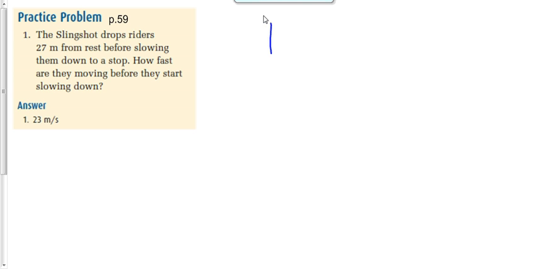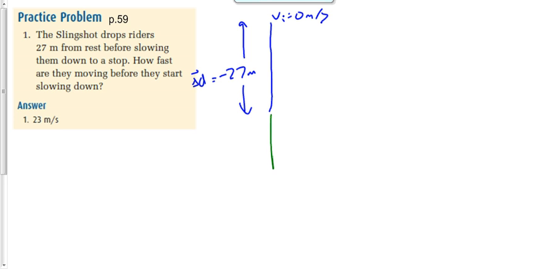Slingshot's dropping these riders 27 meters from rest, where we're going to say VI is equal to 0 meters per second. Displacement is equal to negative 27 meters as it falls from rest. And then it begins to slow them down. So let's make it another stage down here where it's slowing down.